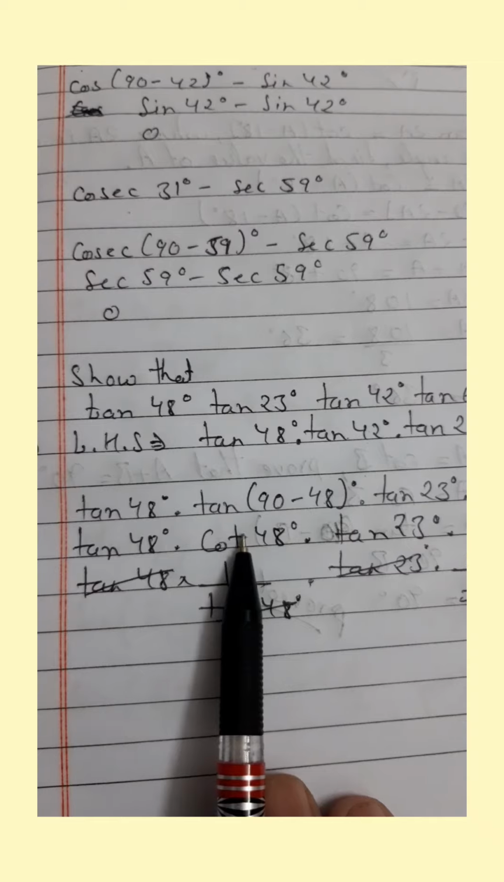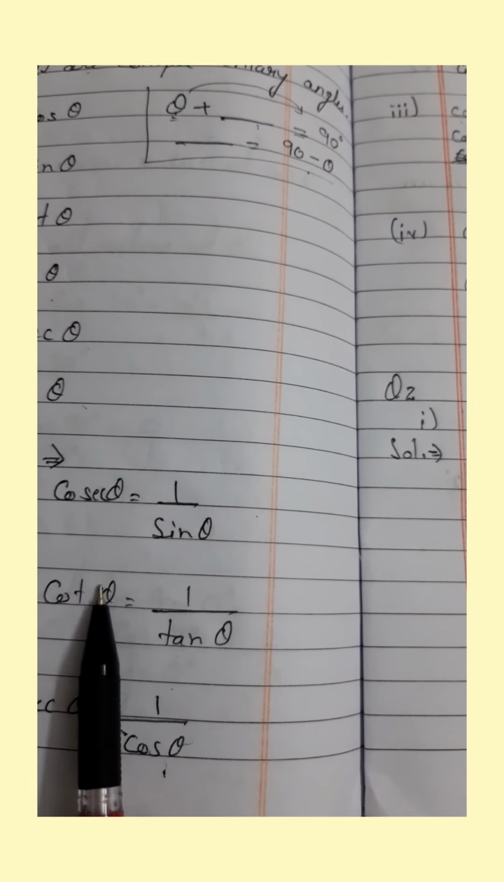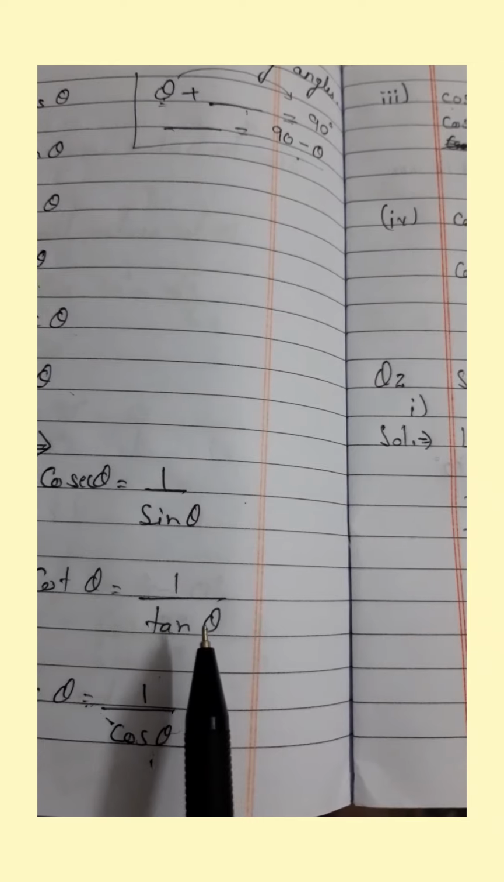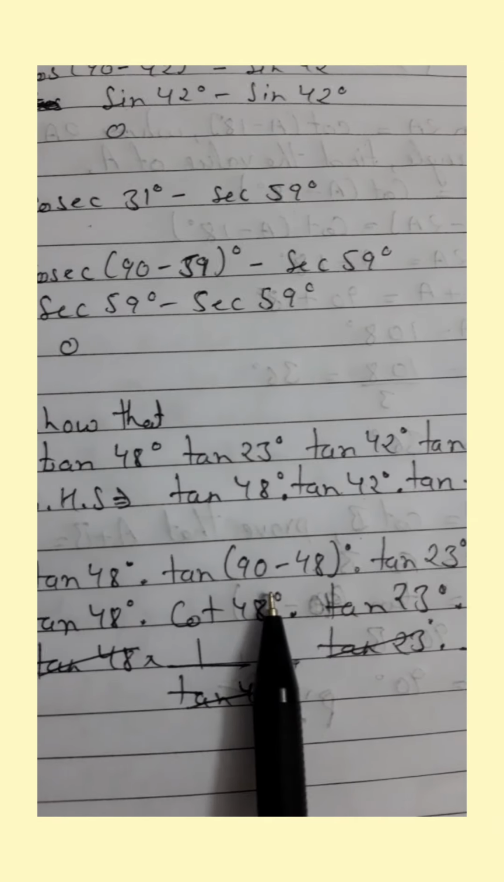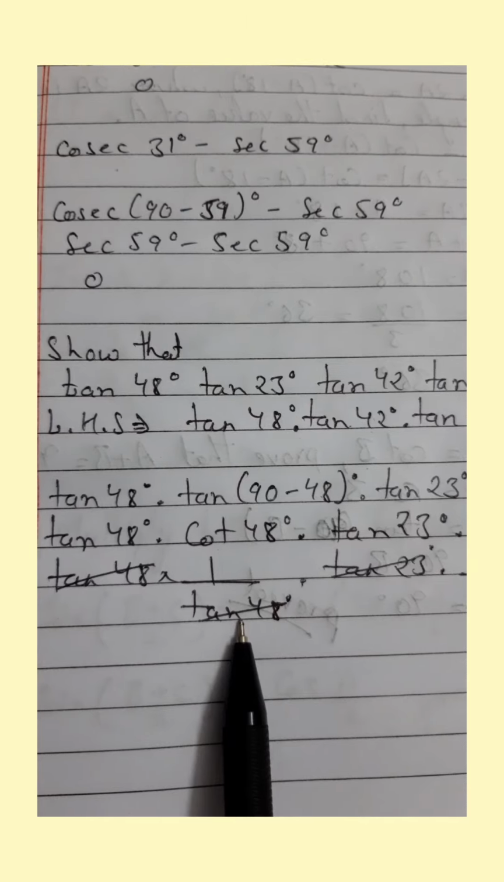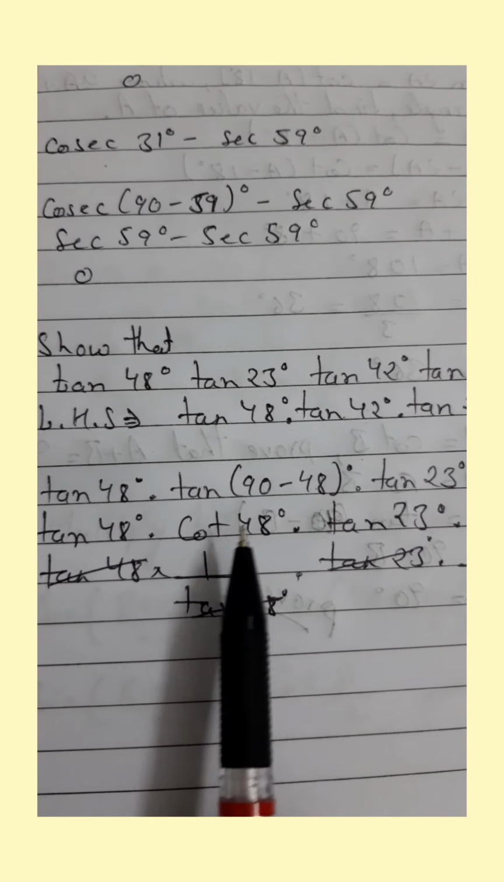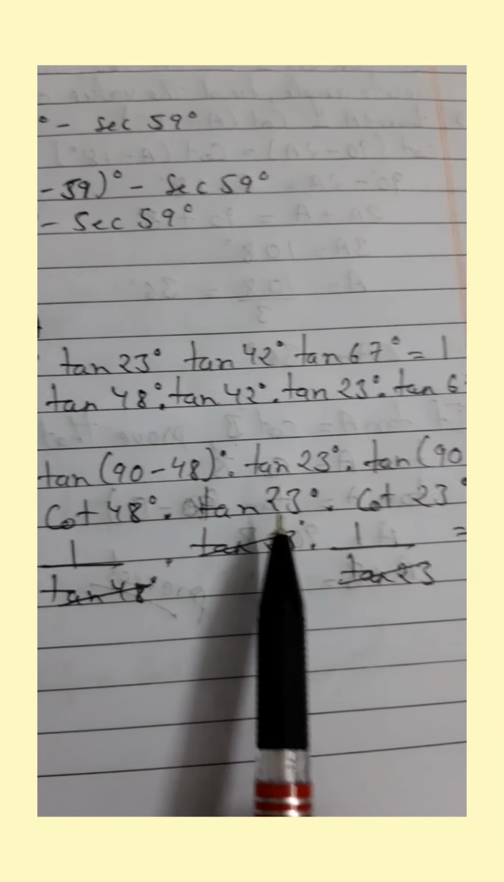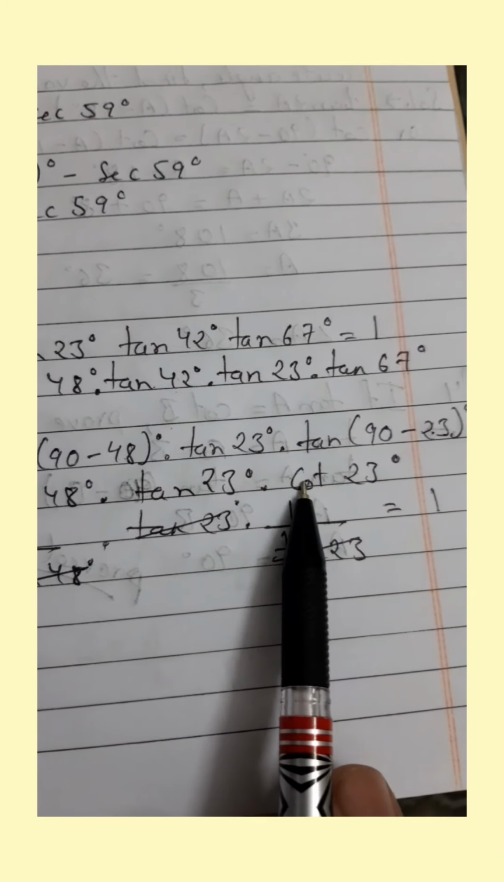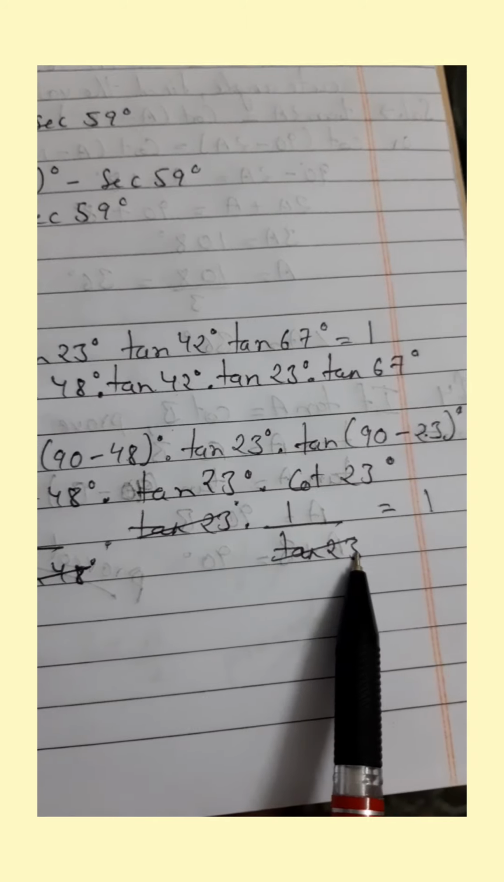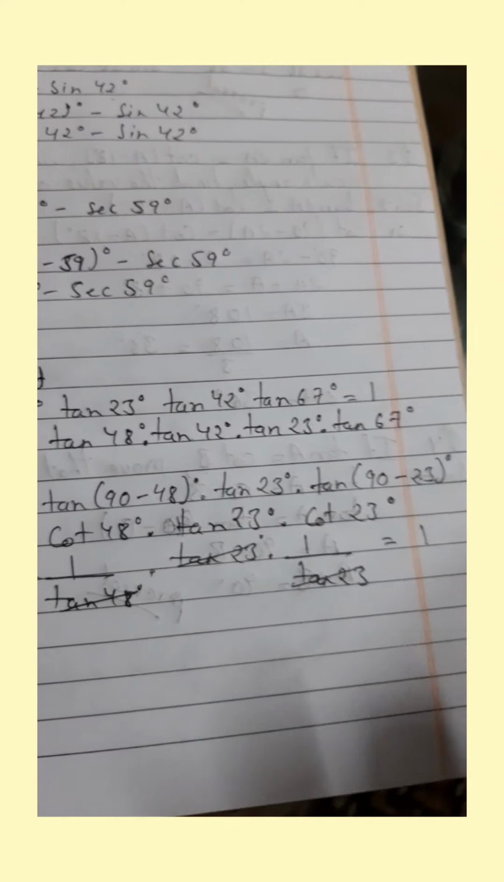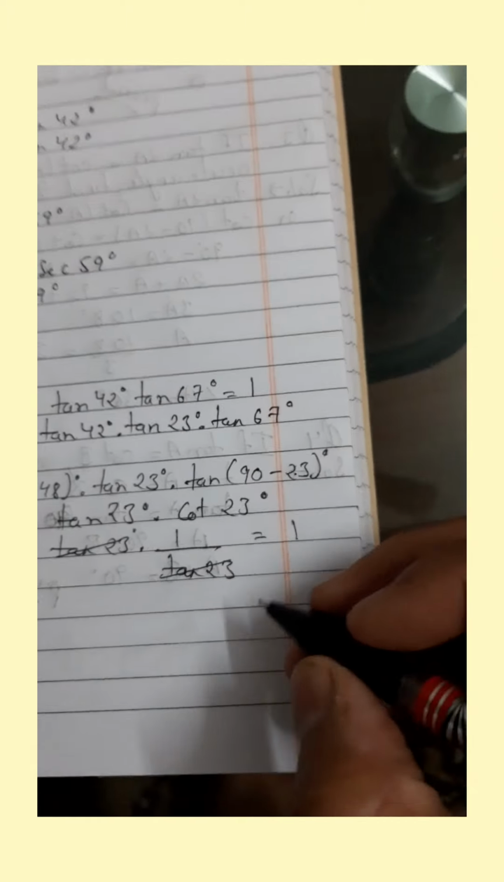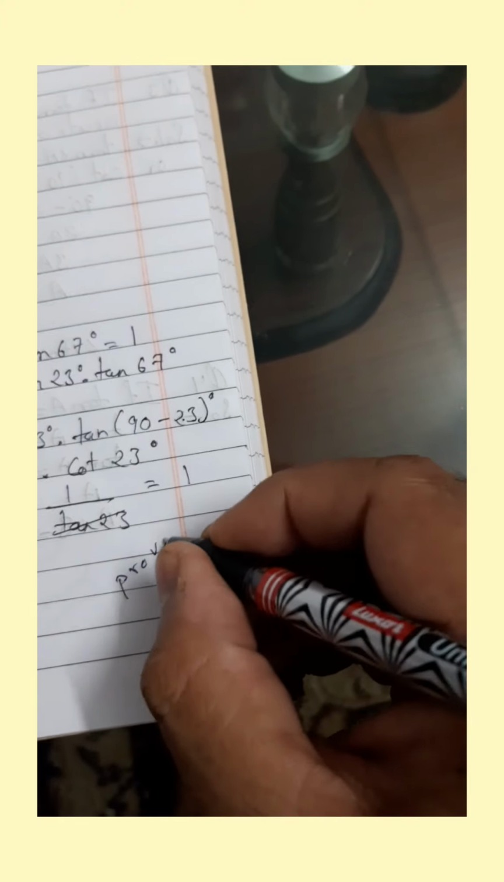Right? Now use the inverse ratio. How can we write cot 48? We can see here cot theta equals 1 upon tan theta. It means whatever the value is there, we can write in the inverse form with tan. So cot 48 we can write as 1 upon tan 48. So it will remain the same, into cot 48, which means 1 upon tan 48, into tan 23 into, again in place of cot 23 we can write 1 upon tan 23. So we can cancel them. So 1 ones are 1. So the answer is 1. So here we have proved that LHS is equal to RHS.